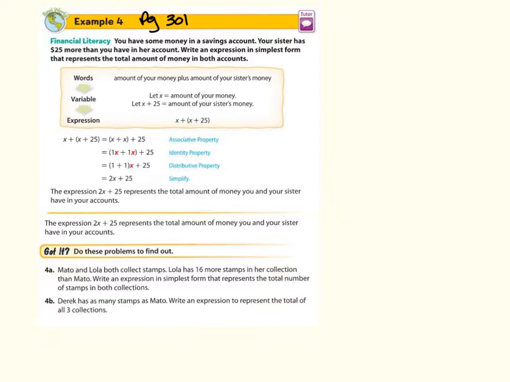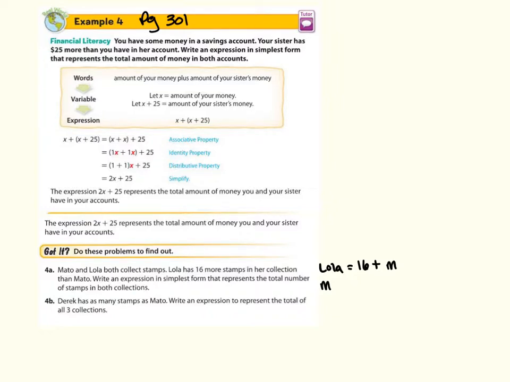Motto and Lola both collect stamps. Okay, Lola has, so when she has it, that means that's what she equals. Lola has 16 more stamps in her collection than Motto. So if I take Motto's number of stamps and add 16 to it, I will have Lola's collection. Now, Motto, we don't know what he has, so he's just going to be simply M.